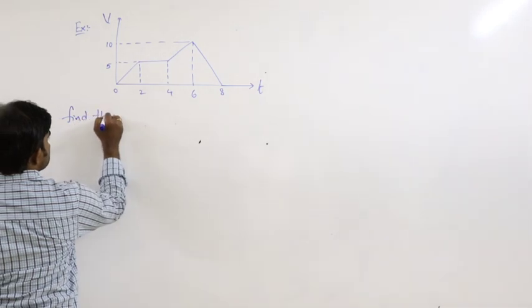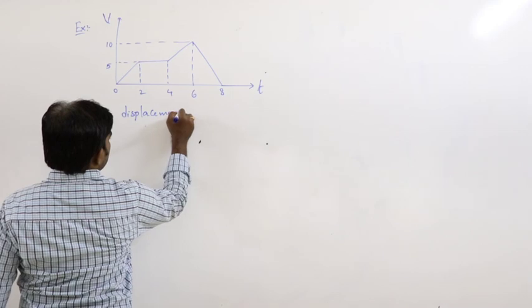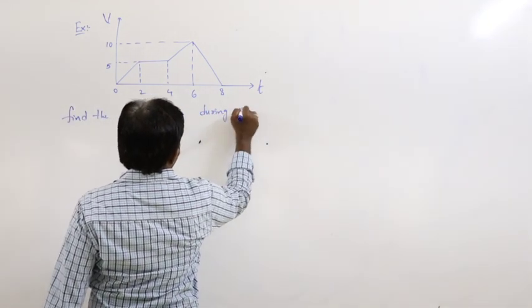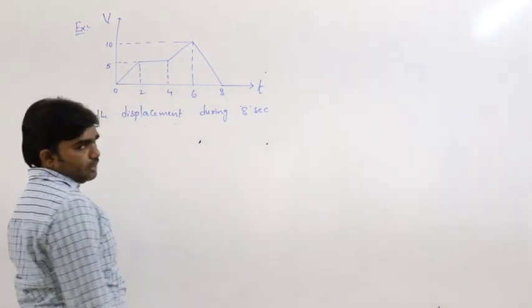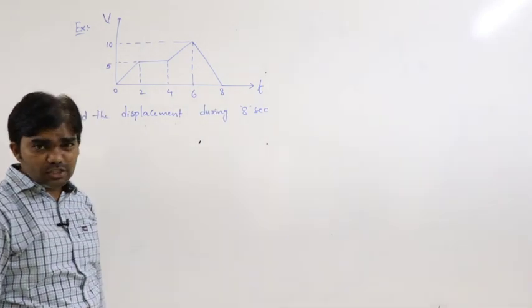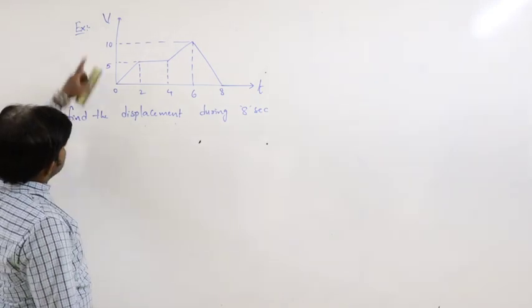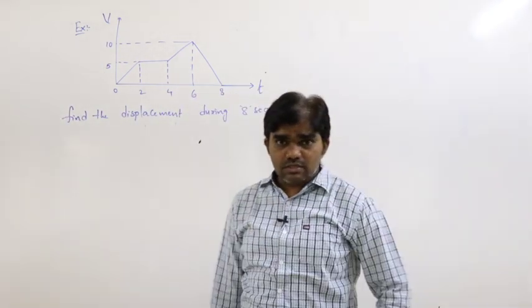Here the question is, find the displacement during 8 seconds. So from 0 to 8 seconds, what is the total displacement travelled by the body? That's what we have to calculate. So this is the velocity time graph.